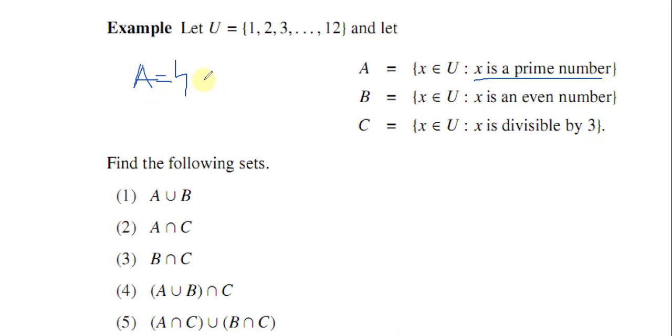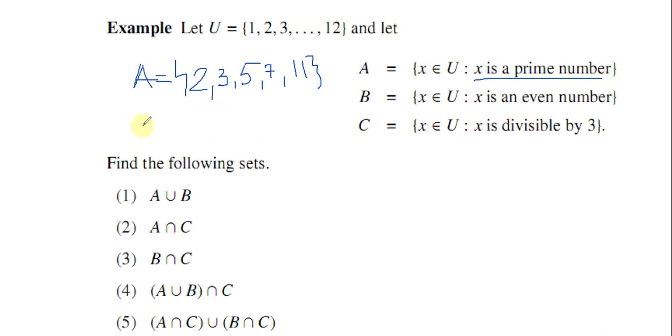What was the prime number? Which numbers? They have only two divisors, 1 and itself. They divide by itself. So here we have 2. The least prime number is 2. 2, 3, 5, 7, and 11.